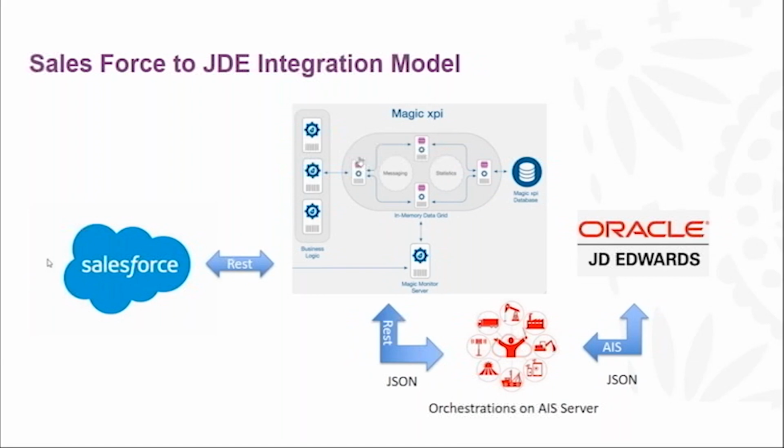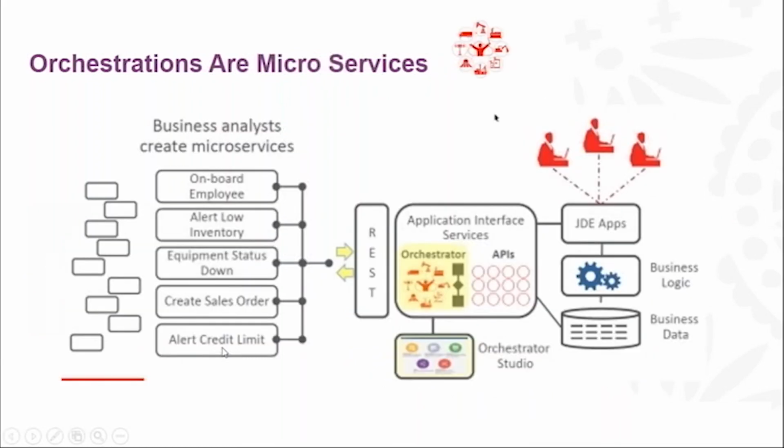It'll take the data, transform it, filter it based on the business requirements, take any additional data that it has from Salesforce or from JD Edwards, format it in the form of JSON, and call the orchestration URL endpoint. And then the orchestrator basically uses the JDE AIS server as its foundation, which processes data that it receives from external systems, in this case Magic XPI, into actionable business process. So JDE orchestrations can also be termed as microservices.